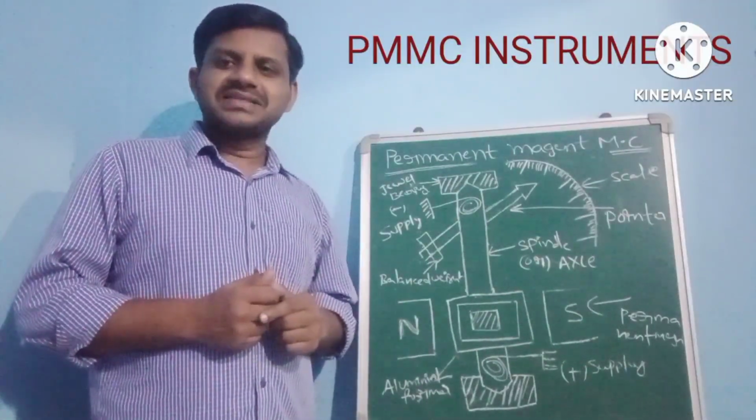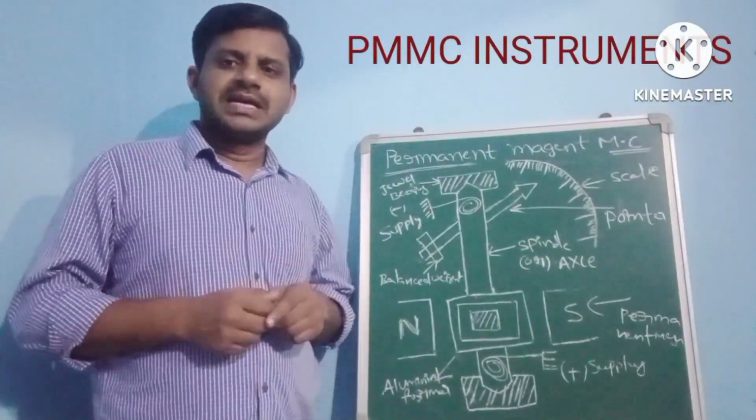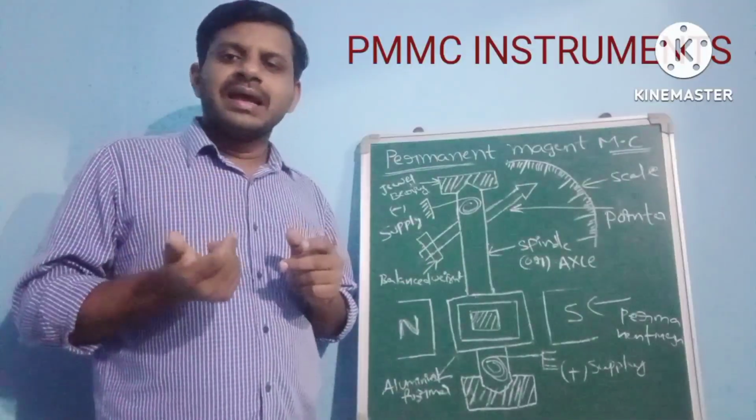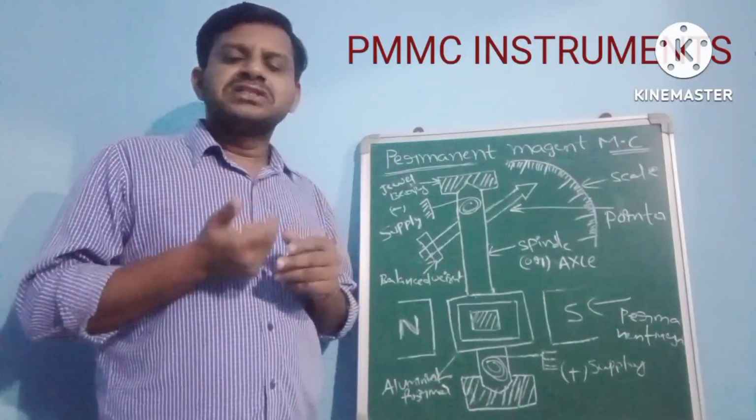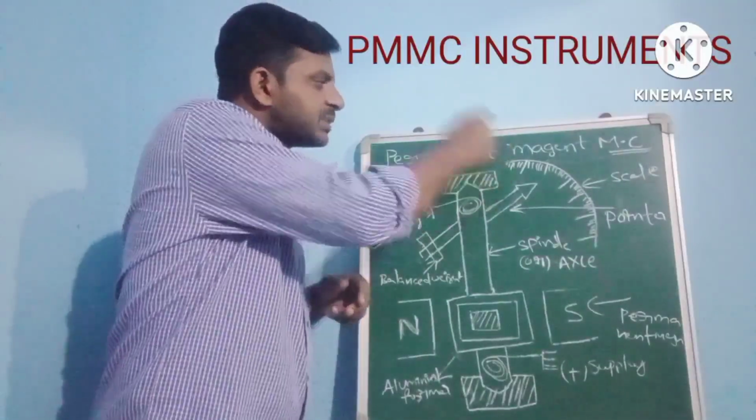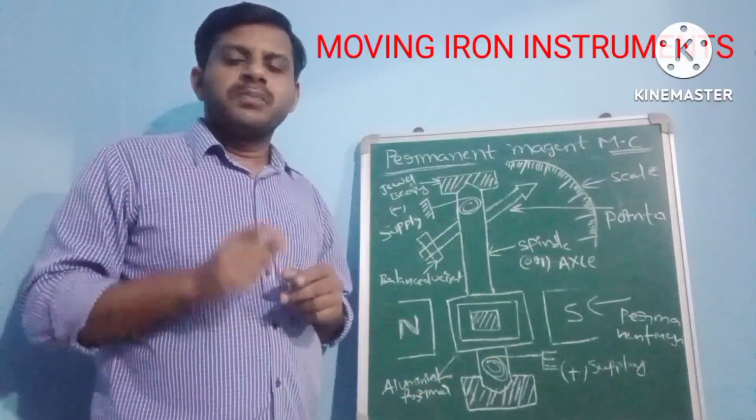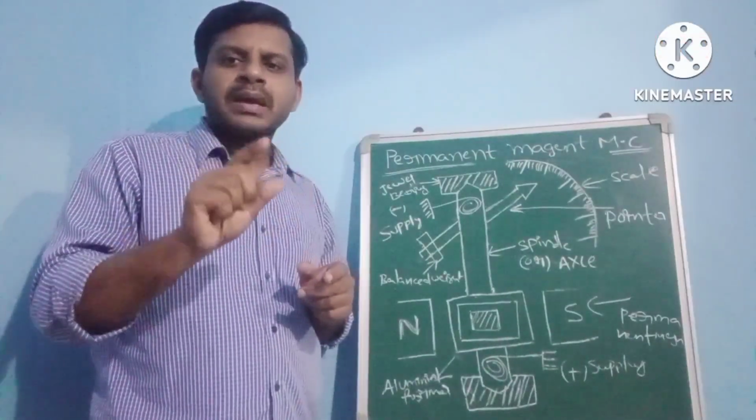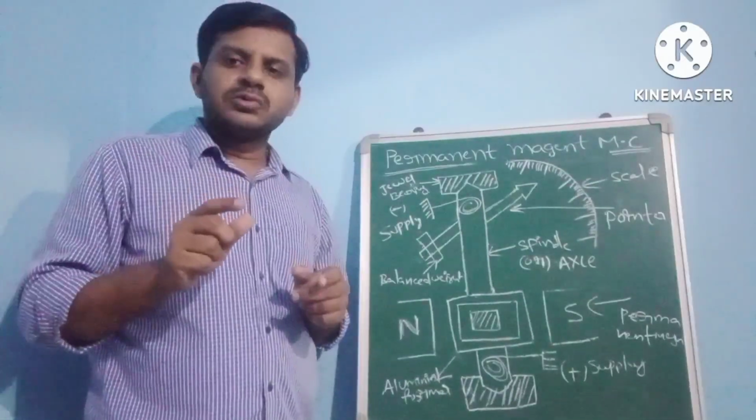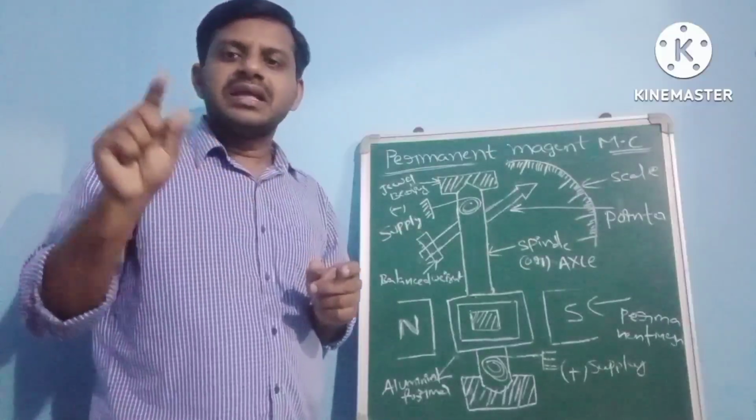Today we are going to discuss PMMC instruments as well as MI instruments. According to the measuring of voltage, current and power, the measuring instruments can be classified into two types. One is the PMMC instruments and the second one is the MI instruments. PMMC is nothing but permanent magnet moving coil. Please remember that, it is very important. And MI instruments means moving iron instruments.